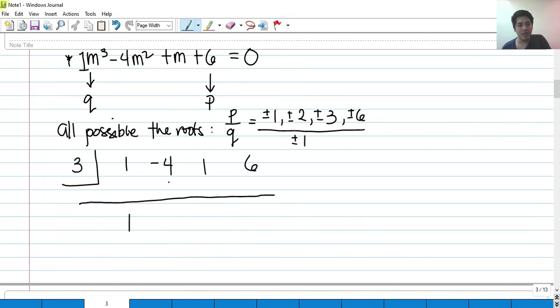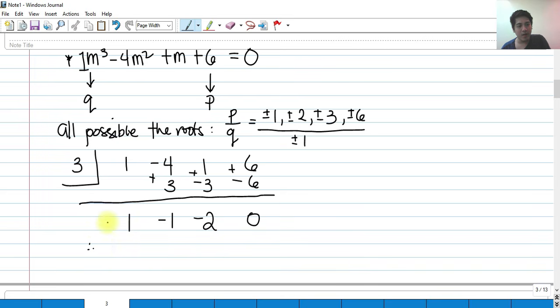So 1 times 3 is 3, and we simply add. So we have negative 1. And negative 1 multiplied by 3 is negative 3. We add this to 1, so 1 plus negative 3 is negative 2. And for the last time, we multiply this negative 2 by 3, so we have negative 6. If we add this, 6 minus 6 is 0.